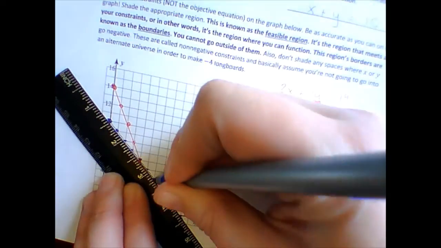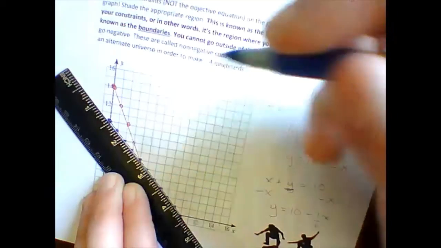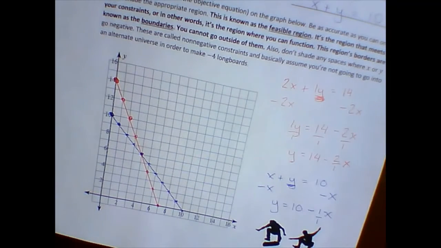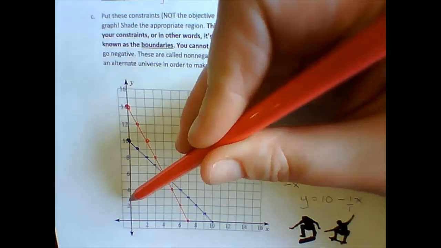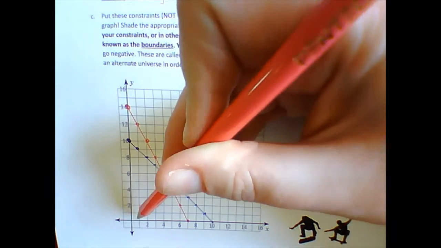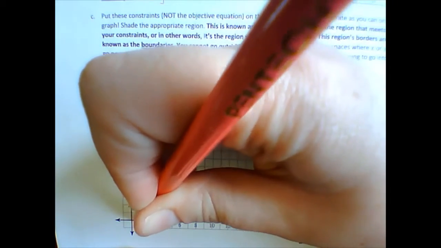There we go. All right, that's a boundary on our materials. So what we're going to do is shade the places where our business can operate. We don't want to shade the negative Y's or the negative X's because we're not going to create negative money or negative skateboards. That's just kind of strange. So we're going to start from 0, and we're going to start shading our way out.